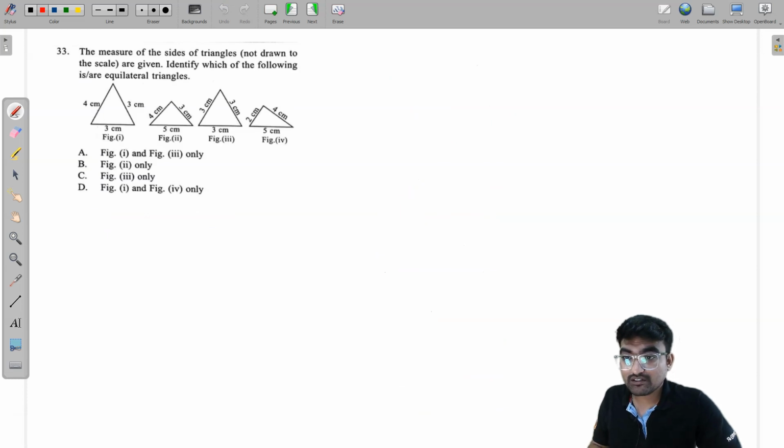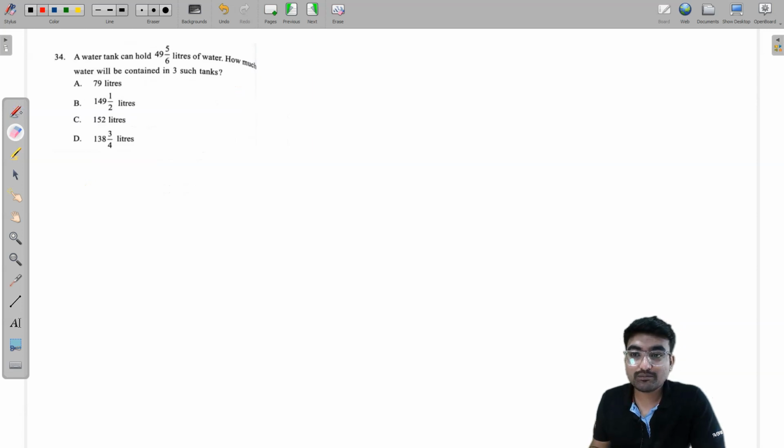Now question number 33. The measures of the sides of triangles, not drawn to scale, are given. Identify which of the following are equilateral triangles. Okay, now what is the condition for equilateral triangles? In equilateral triangles, all the sides of the triangle are of the same length. So just check. Same length, same length, same length. Correct. So figure 3 is an equilateral triangle. Okay, but I cannot see any others; none of them have the same measurements. So figure 3 only, that is option number C.